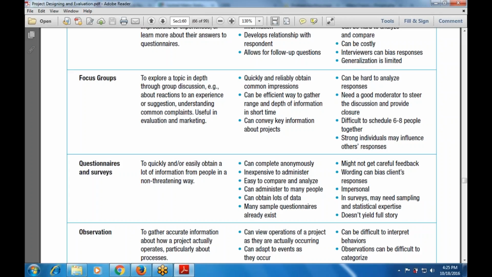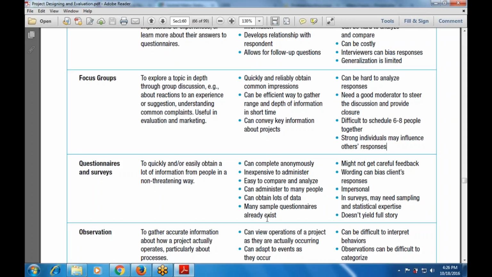It is very inexpensive to use, and it is very easy to compare and analyze the data. It can also be administered to many more people, and it can obtain lots of data. Lots of data in the sense that when we use the questionnaire, multiple data are gathered together. And many sample questionnaires already exist.